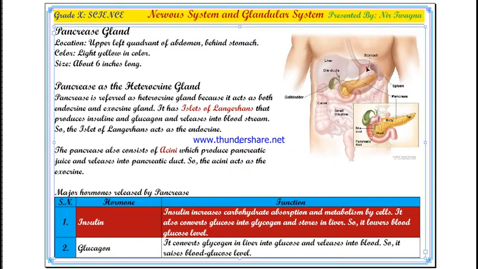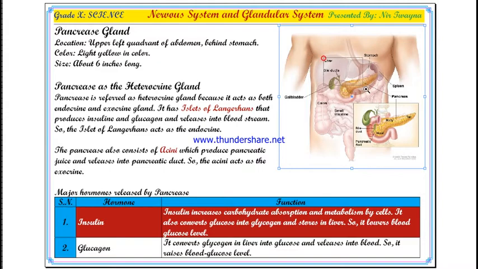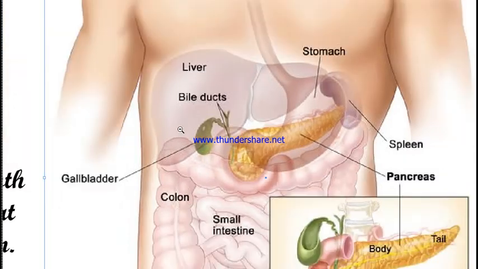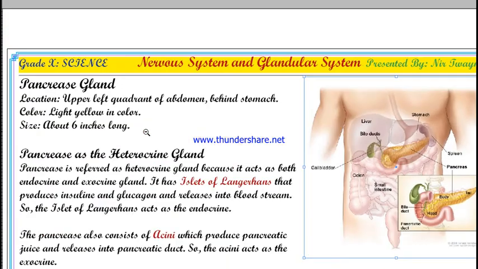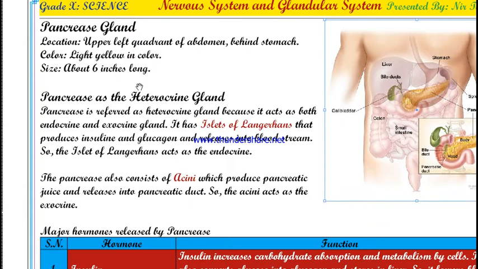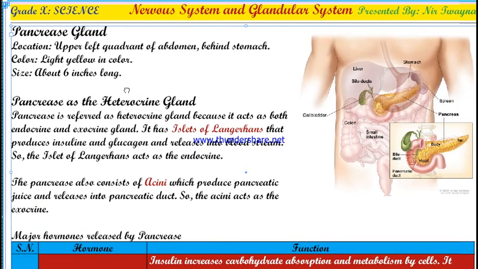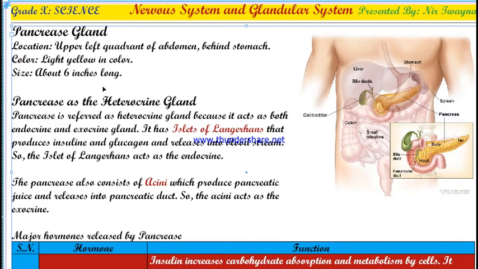So you can see in this diagram the stomach is blurred over here. This is the stomach and this is the liver. This yellow part is the pancreas, and you can see the pancreas is behind the stomach. Generally the pancreas is blocked by the stomach. Its color is light yellow, and it is about 6 inches long.